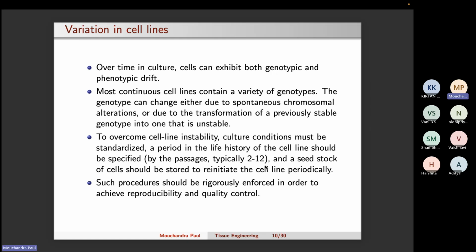Also, you should always store stocks of your cells. That is called cryopreservation, which I will also talk about in today's class. In case you see genetic instability happening, meaning there is a change in the phenotype of the cell, you can discard the passage you're currently working with and use your cryopreserved cells to initiate the cell line again. These procedures need to be enforced rigorously in order to achieve reproducibility in our experimental results, as well as for quality control purposes.